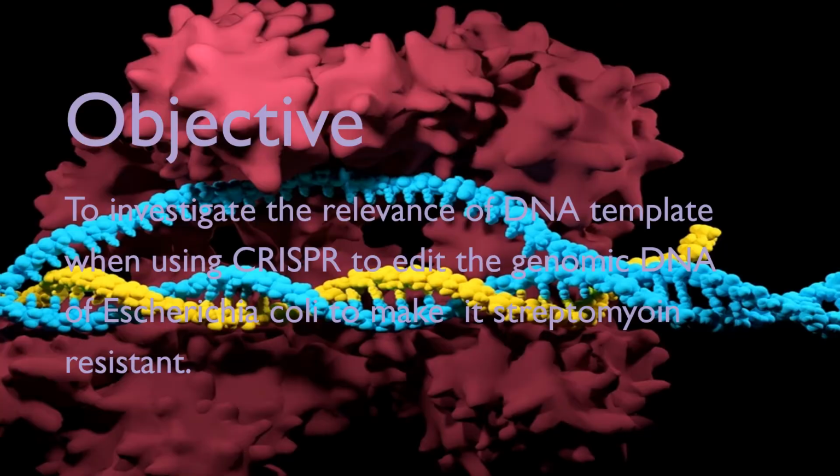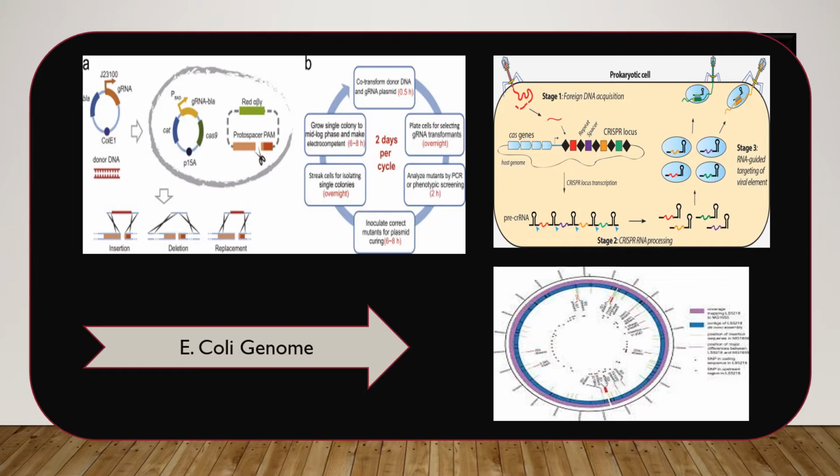The objective of the project is to investigate the relevance of a DNA template when using CRISPR to edit the genomic DNA of E. coli, Escherichia coli, to make it streptomycin resistant. And this is mainly the CRISPR Cas9 system, how we are going to proceed with it. So let's clear it with a video.